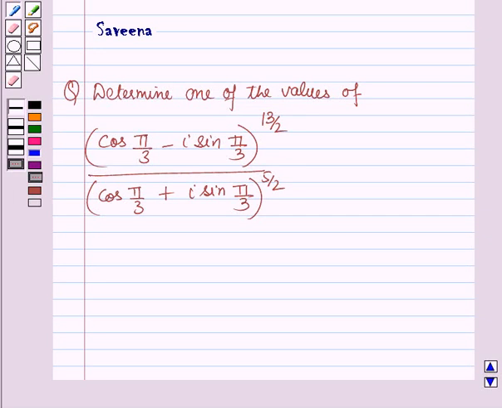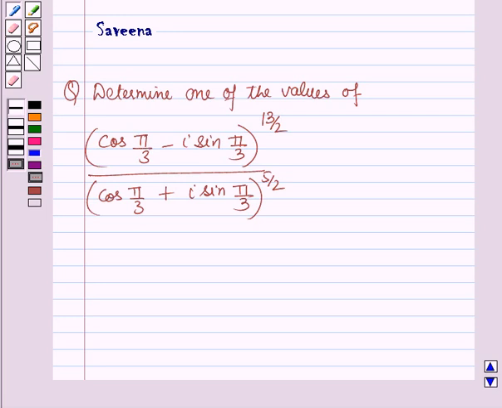Welcome to the session. In this session, we'll discuss a question which says: determine one of the values of (cos π/3 − i sin π/3) raised to the power 13/2, whole upon (cos π/3 + i sin π/3) raised to the power 5/2.